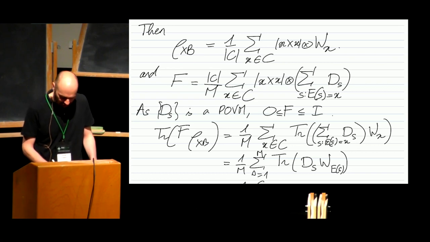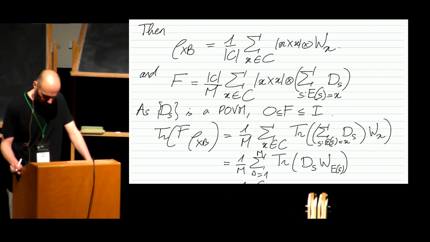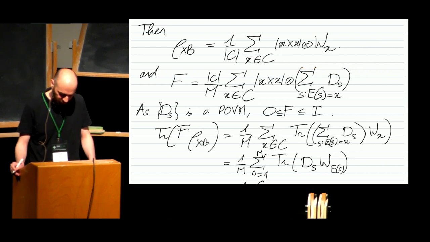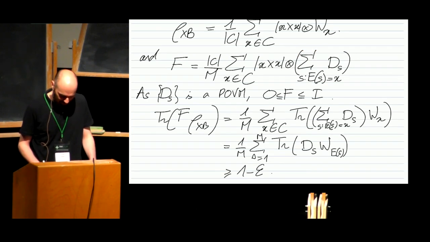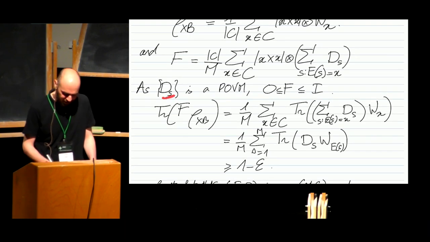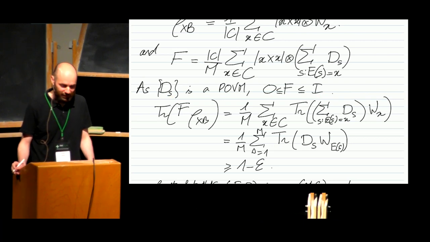I take the sum over all possible X's in the code of X tensor, and on the B side, I sum over all the S's that map S to X. So all the messages that are consistent with X, I sum all of these. And because D_S is a POVM, F is a valid operator between zero and identity.